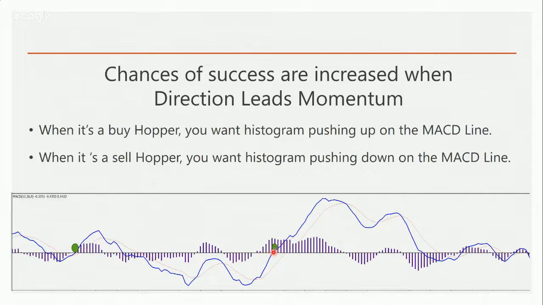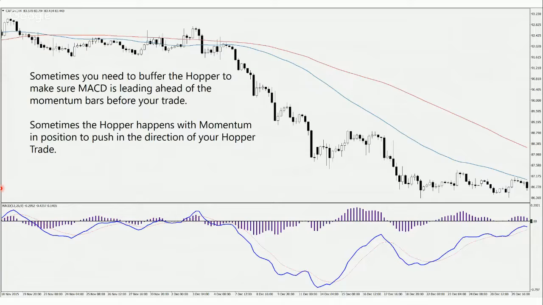Now, I am not saying that it's impossible for the MACD to keep going. It certainly can. But I'm talking about probabilities and looking for opportunities where you have momentum in the right position to push behind your trade. Here we had a hopper going down, and it took about 3 or 4 bars before the MACD line, which is direction, was able to take the downward lead and having momentum pushing behind it. So chances of success are simply increased when you get direction leading momentum and momentum pushing behind that direction bar. Sometimes you need to buffer a hopper to make sure that the MACD is leading ahead of the momentum bars before you trade.